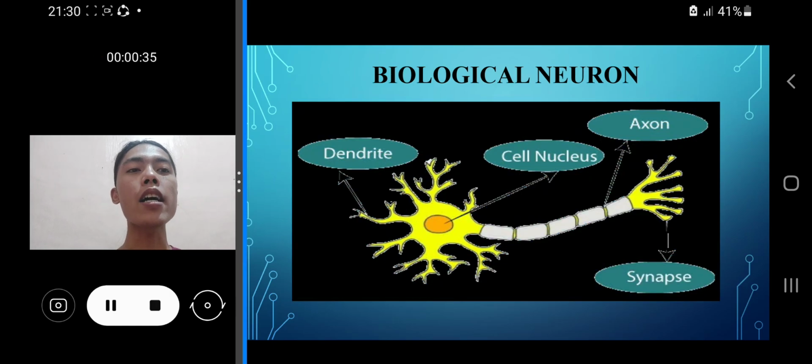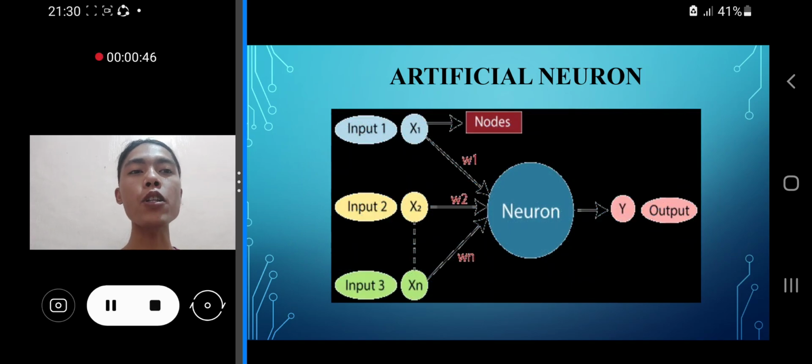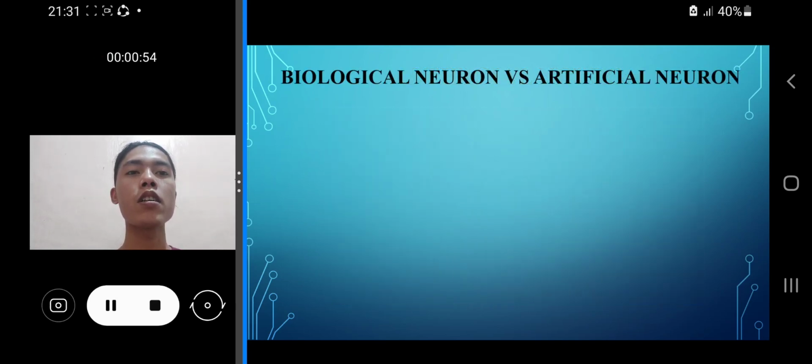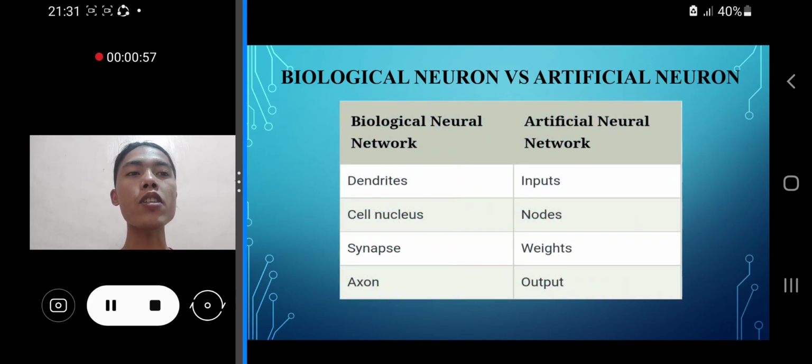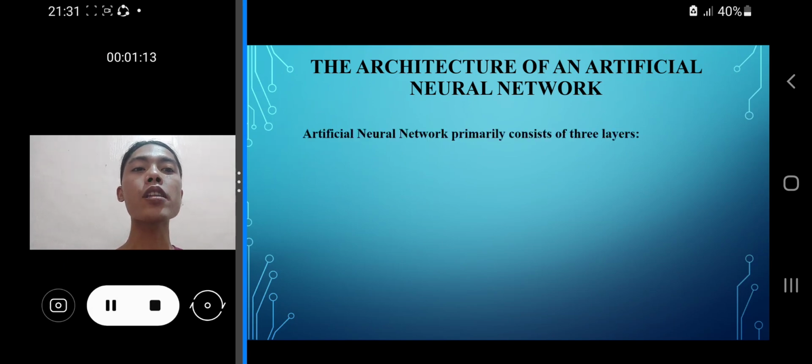So this is the structure of a biological neuron, which has the dendrite, cell nucleus, axon, and the synapse. And this is the structure of an artificial neuron, which has the input, the neuron, and the output. So, the biological neuron versus the artificial neuron, the comparison is the dendrites from biological neural network are the inputs in the artificial neural network, while the cell nucleus is the nodes, synapse is the weight, and axon is the output.